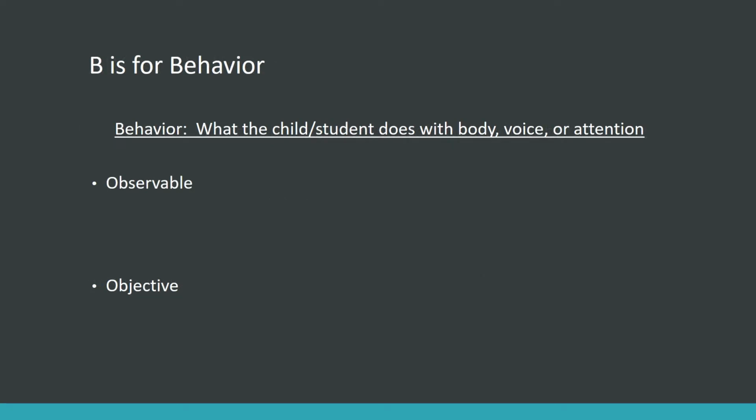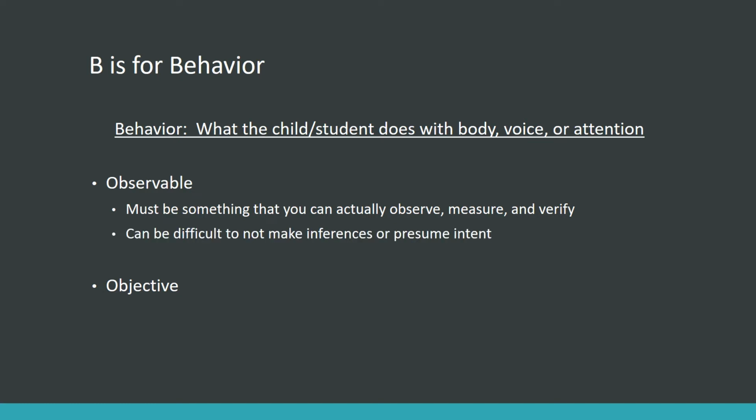So going into the behavior, this is what the child or student does with their body, voice, or attention. And two big things that need to happen for us to really start working with behavior is it needs to be observable and objective. Observable meaning that it's got to be something that you can actually see, measure, or verify. So if you're looking at somebody took something out of the cookie jar, we've got a way to verify that that happened. There's a permanent product there.